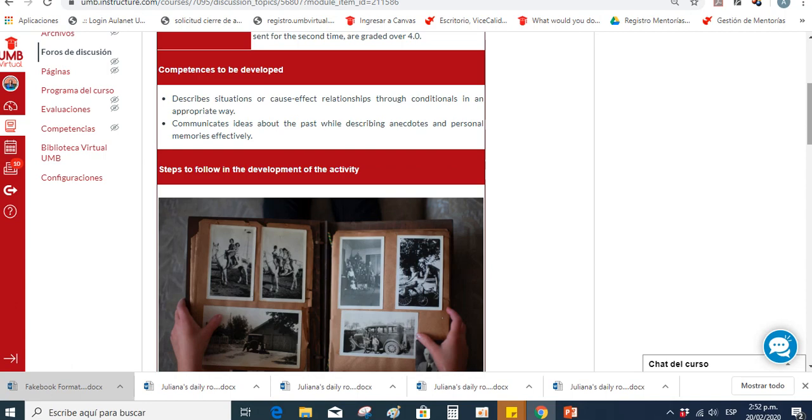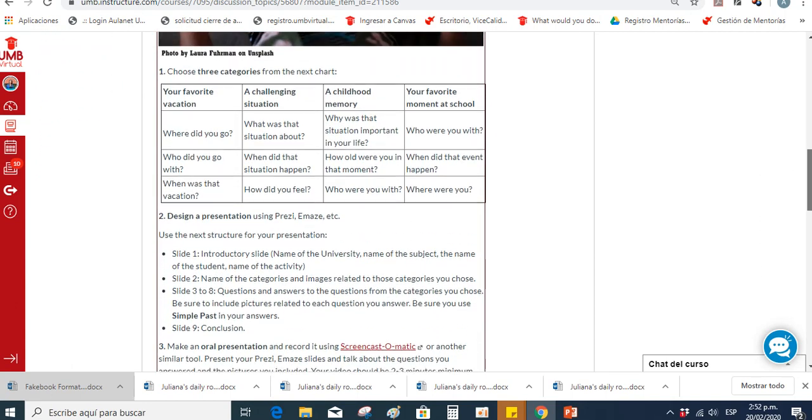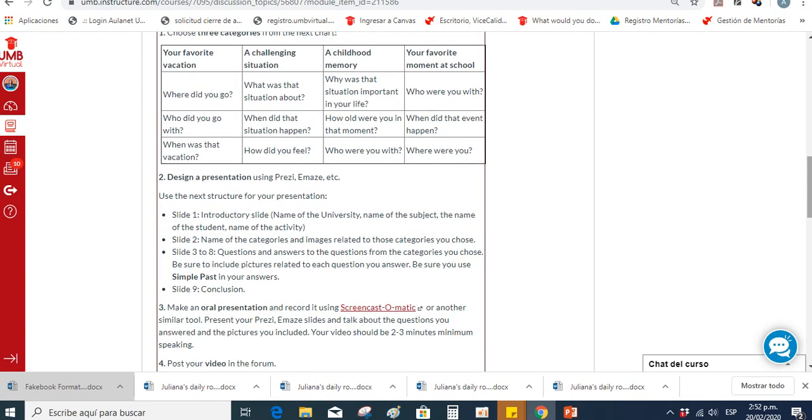Entonces aquí tenemos los pasos para seguir en el desarrollo de esta actividad. So choose the three categories from the next chart. We have your favorite vacation, a challenging situation, a childhood memory, and your favorite moment at school. So, la idea es que ustedes puedan escoger tres de esas categorías y a partir de allí responden las tres preguntas que tenemos. Posteriormente van a diseñar una presentación en Prezi, Emaze or another tool. After that, we're going to use the next structure for your presentation.